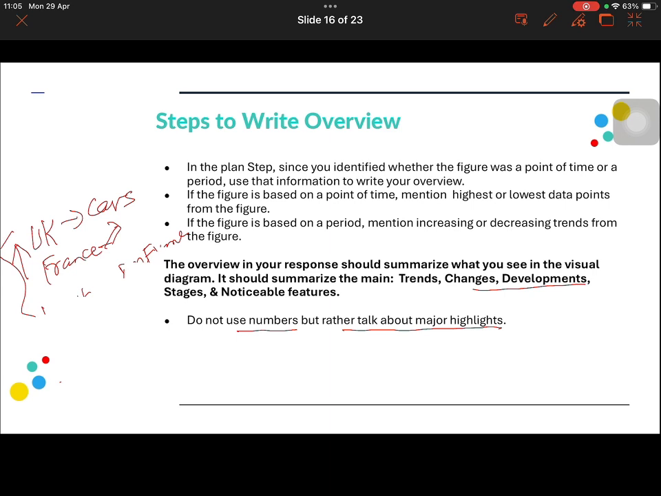initially, and in our body paragraph we will justify our main highlights by providing data points, right? So do not mention numbers or data.